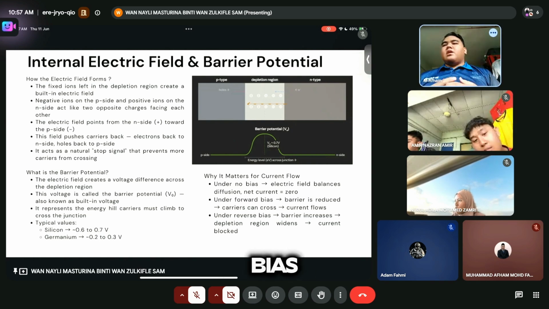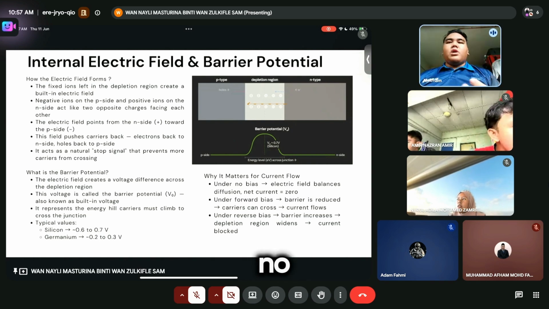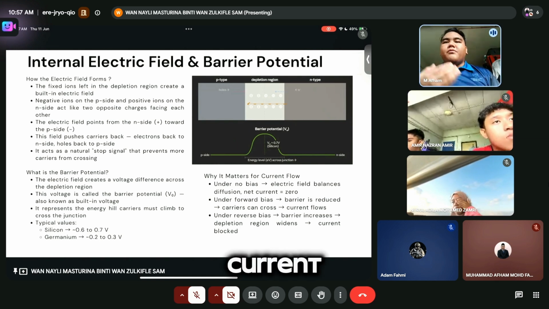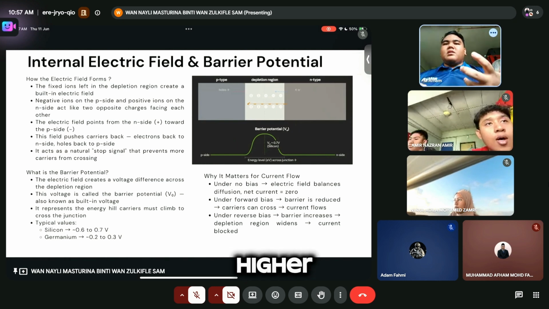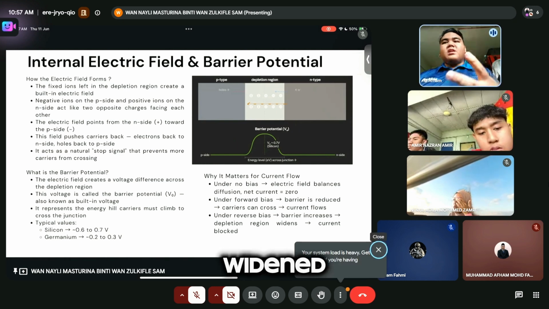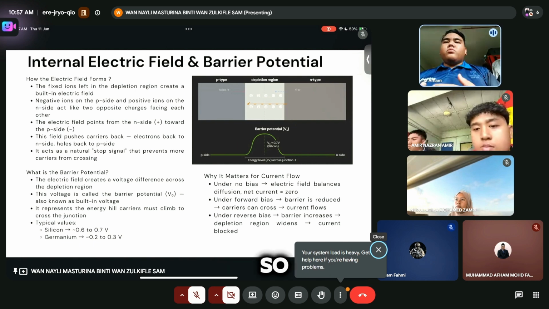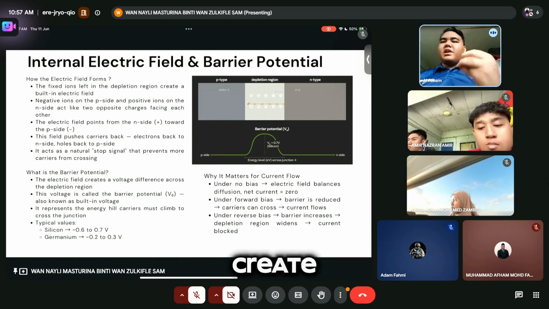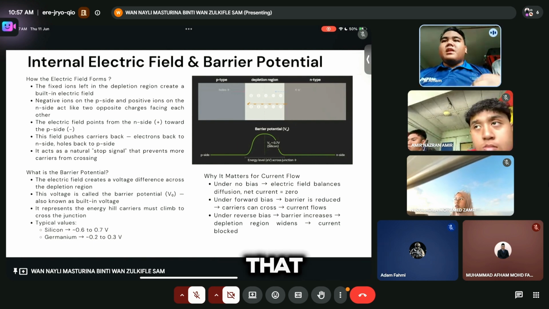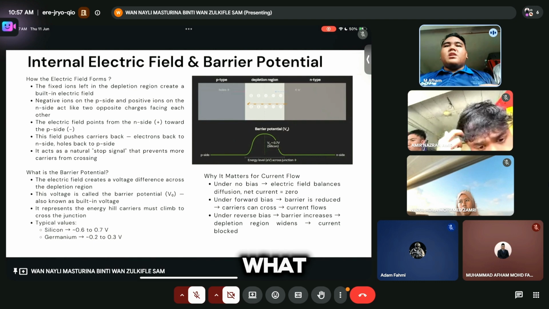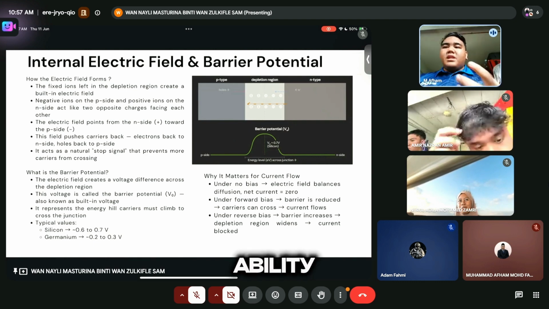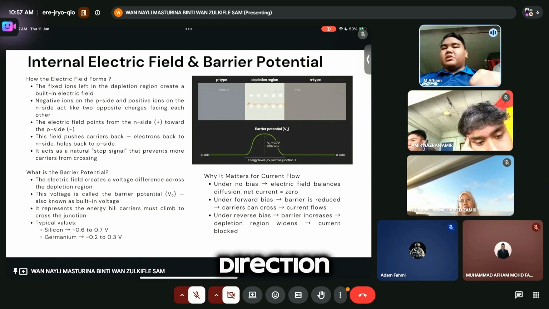With no bias, the field balances everything out and no current flows. With forward bias, we reduce the barrier and current flows through. With reverse bias, the barrier gets higher, the depletion region is widened, and the current is blocked. So, in short, the fixed ions create a field, the field creates a barrier, and that barrier is what gives the diode its ability to control the current direction.